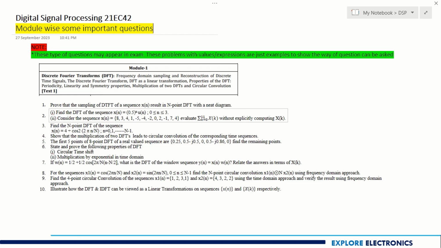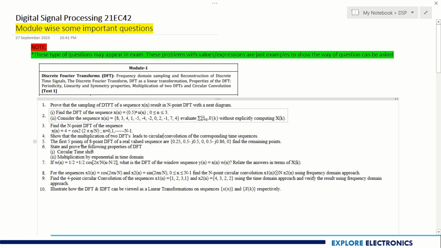So prove that the sampling of DTFT of a sequence x(n) results in N-point DFT, with a diagram, can be asked. And one question will be there on finding the DFT of the sequence. So you may get different kinds of sequences, and you need to calculate the DFT. So find the N-point DFT for the sequence and show that multiplication of two DFTs leads to circular convolution of the corresponding time sequences.